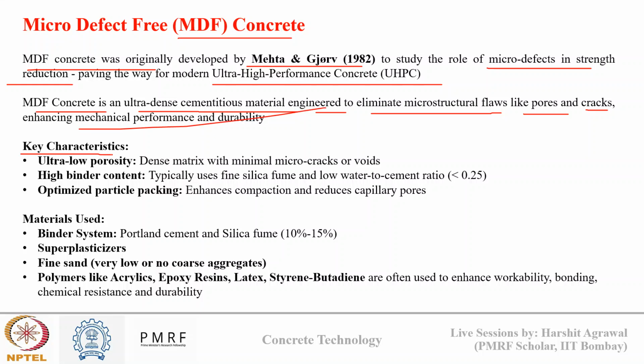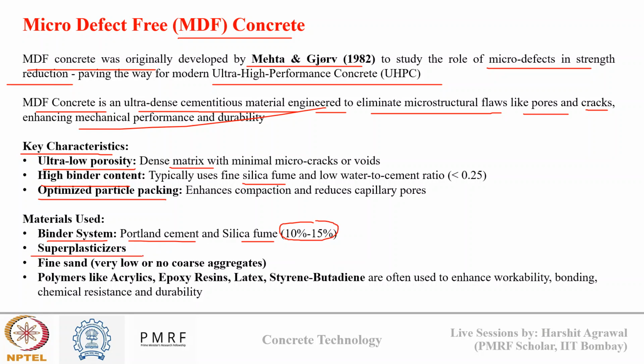So, what are the key characteristics of such concrete? It has ultra low porosity because of a dense matrix. It has very high binder content, usually using fine silica fume, and a low water to cement ratio below 0.25, and it has optimized particle packing of both aggregate and binder system. Generally, in the binder system we use Portland cement and silica fume in the range of 10 to 15% replacement.